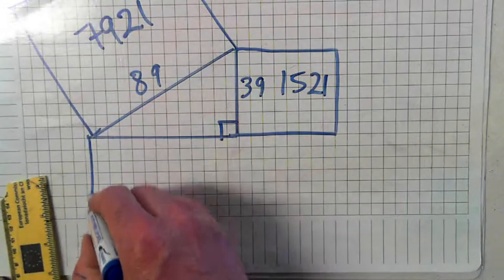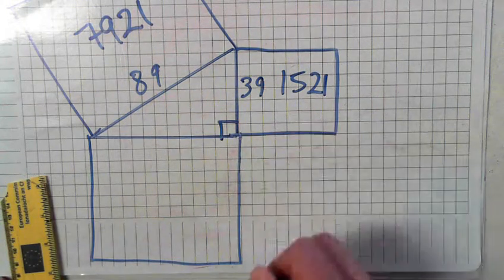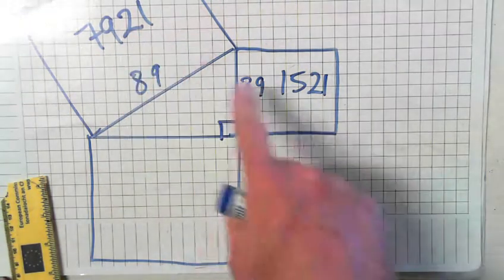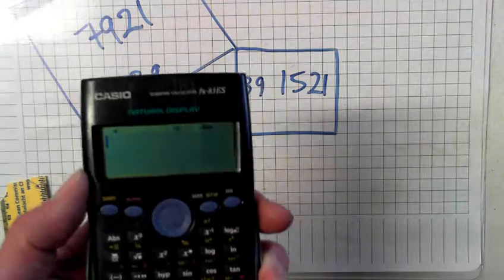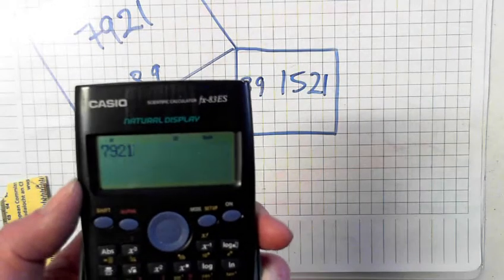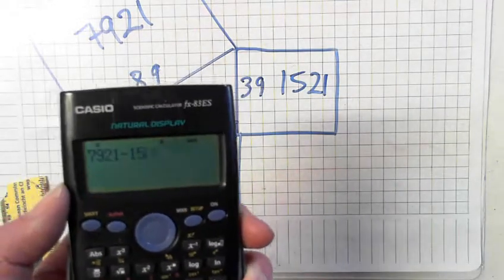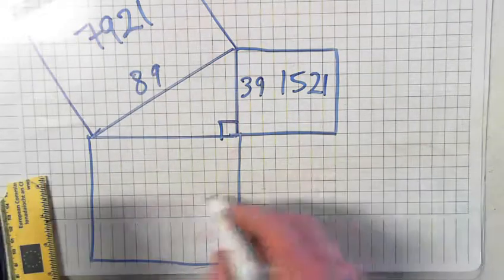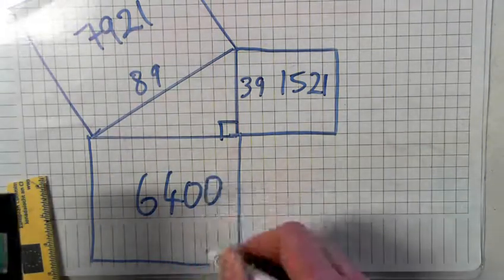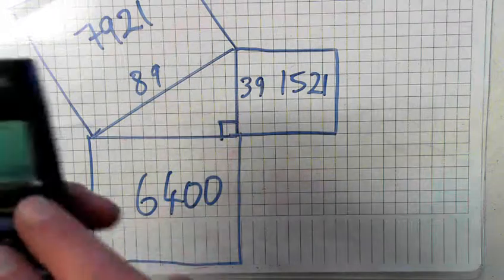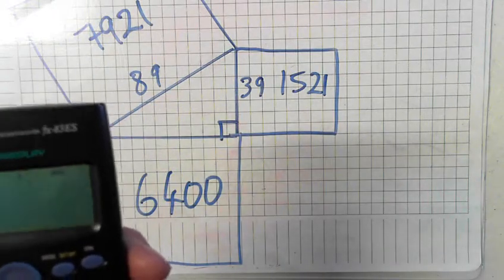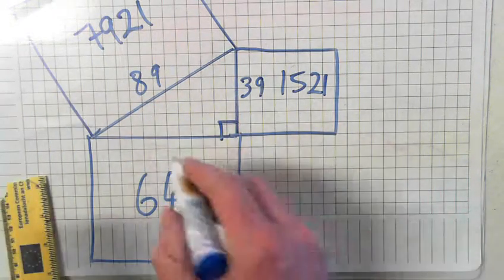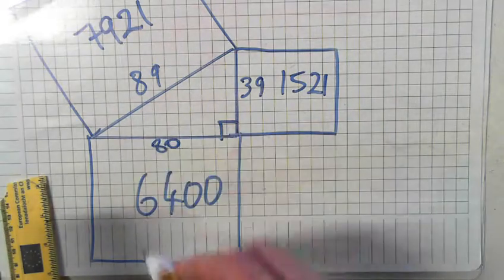So how do I get the area of this field? Subtract. 7921 subtract 1521. Okay, so 6400. To get the length of that, get the square root. 80. The length of that side is 80.